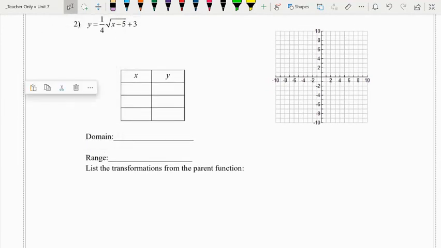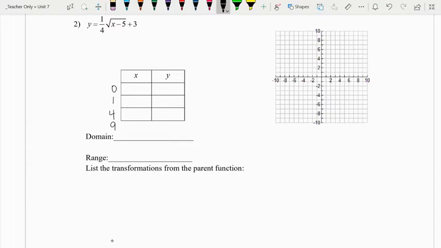All right, so again, we are going to start with 0, 1, 4, 9, which if you take the square root is 0, 1, 2, 3. From here, we need to identify our h, right? Well, our h comes from the inside. It says minus 5, so we are going to add 5. So let's go ahead and do that. This becomes 5, then 6, then 9, then 14.